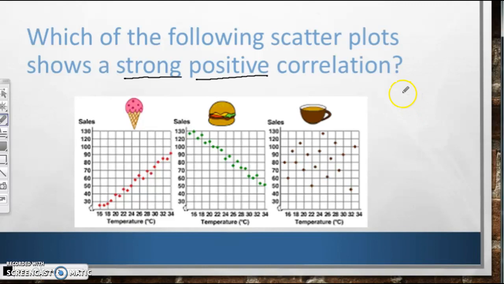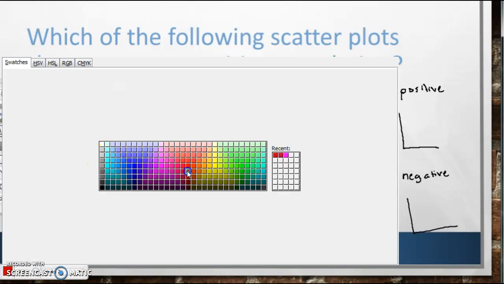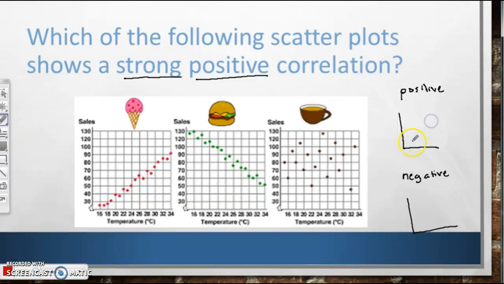The first thing I want to point out is a positive relationship versus a negative relationship. When we're looking at a graph or a scatter plot, a positive relationship is going to be sort of uphill. And what that says is as your x coordinate gets bigger, your y coordinate also gets bigger. So as x gets bigger, further to the right, y goes further up. So that's what positive looks like.